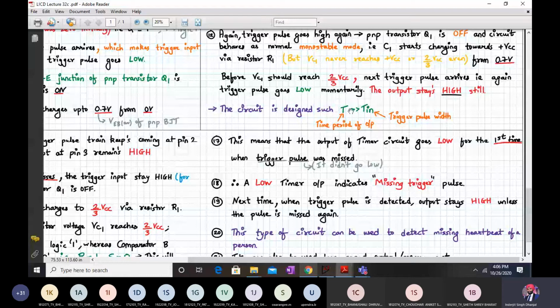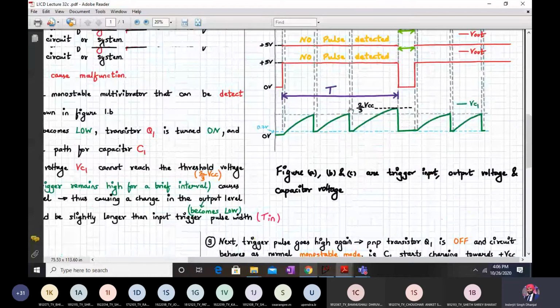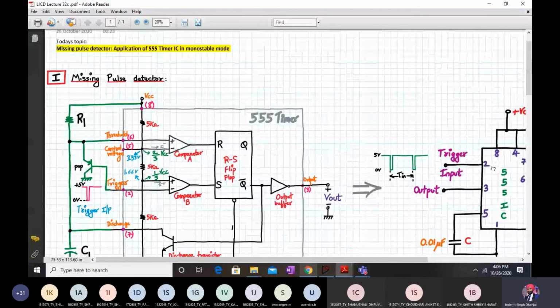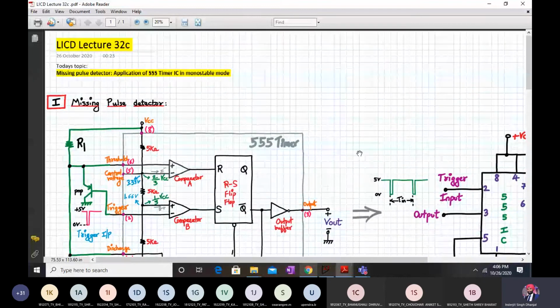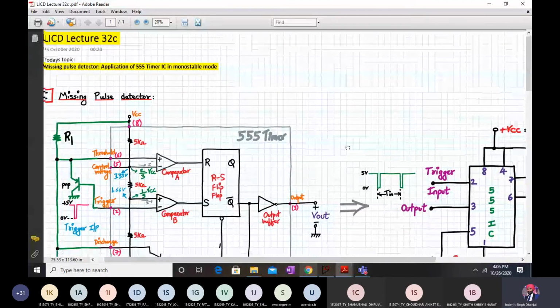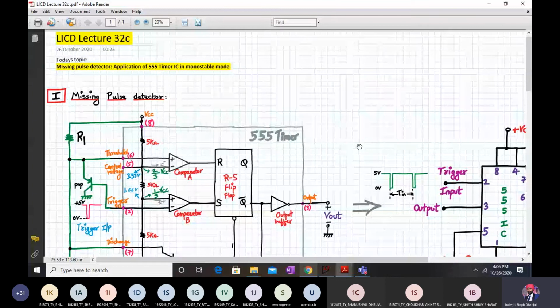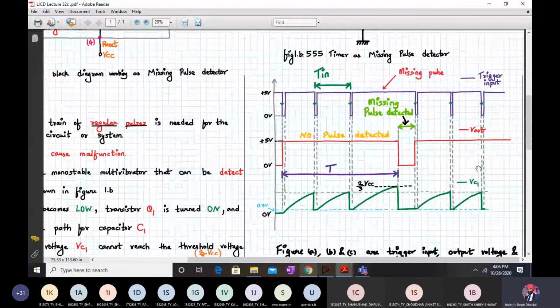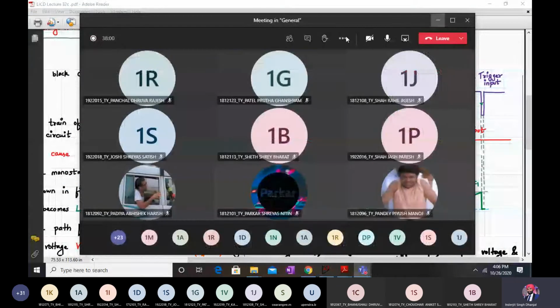If you read them and relate them to the functional block diagram and the pulses, you will get the answer pretty well. Any doubts, anyone, on the missing pulse detector? Anyone? No, sir. Okay, excellent. I'll stop the recording.